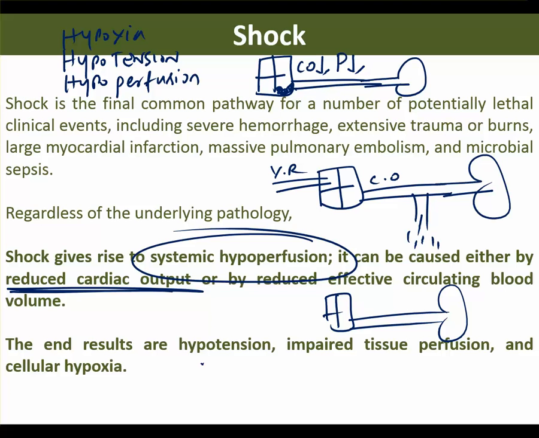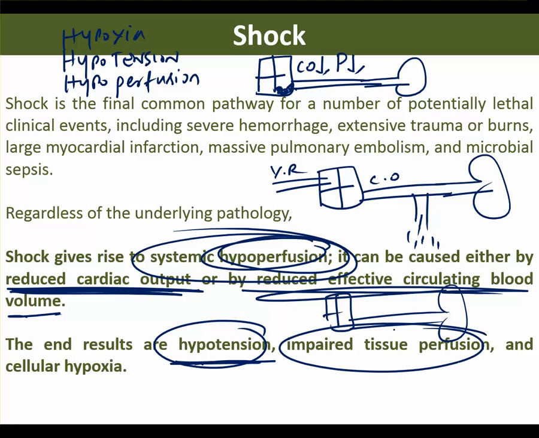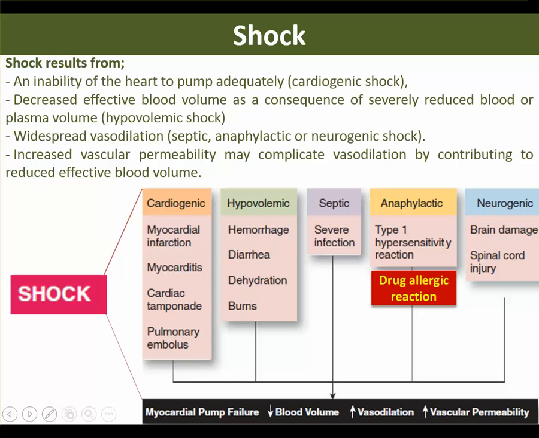Understand? So whether it is due to reduced cardiac output or reduced circulating blood volume, it results in hypoperfusion. Hypoperfusion leads to hypotension, impaired tissue perfusion, and hypoxia. This is the result, and the multiple organs go for failure. That is called shock. Okay, so there are five types of shock, and we are going to see mainly three types. The rest we will see in the other module.